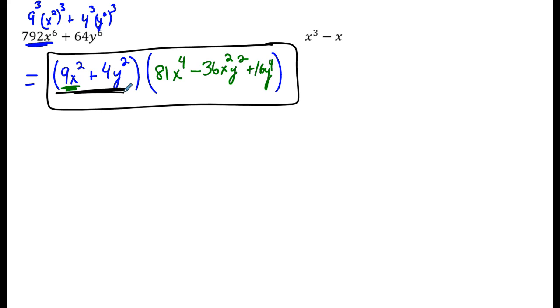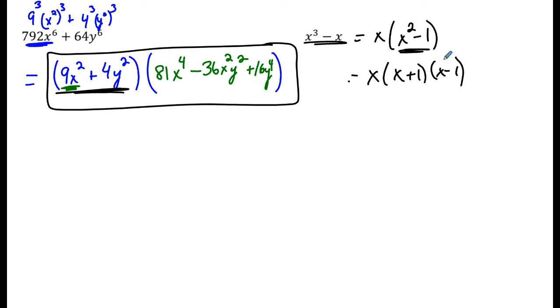We got x cubed minus x. Well, wait a minute, is this the difference of perfect cubes? I'm being sneaky here. It's not, because what do we always look for whenever we factor? GCFs. Is there a GCF I can take out? Yes, there is. I can take out an x, and I'm left with x squared minus 1. Wait a minute, x squared minus 1, that's the difference of perfect squares, x plus 1, x minus 1. That's how that expression factors completely.